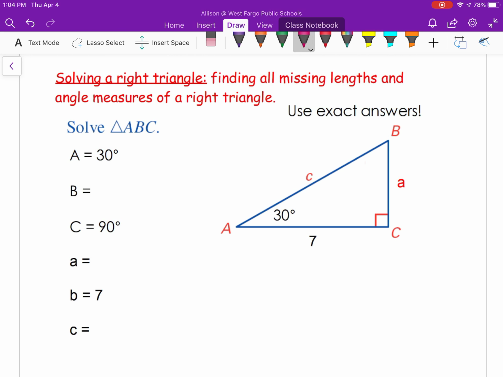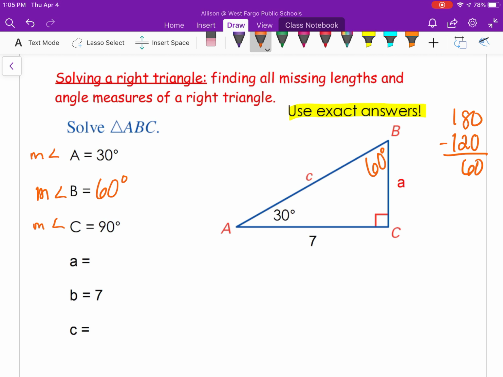So solving a right triangle, remember that means to find all the missing lengths and angle measurements. We want exact answers because this is a special right triangle. If I have 30 and 90, that gives me 30 plus 90 is 120. And remember that they have to add up to 180. So that leaves me with 60 degrees left for angle B. So measure of angle B is going to be 60 degrees. This is the measure of angle A, and this is the measure of angle C.